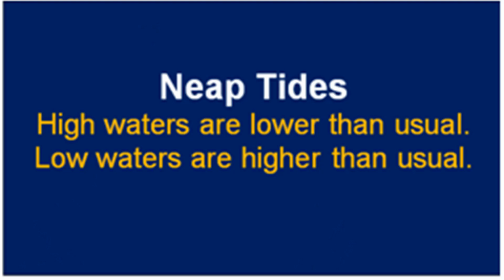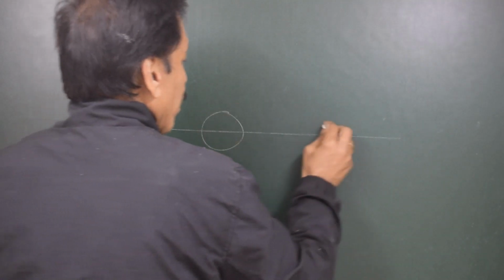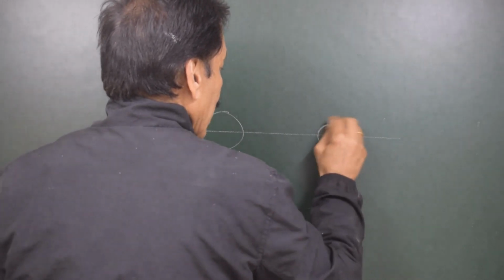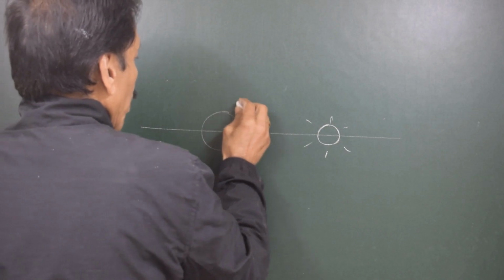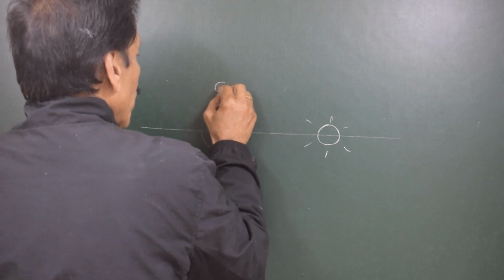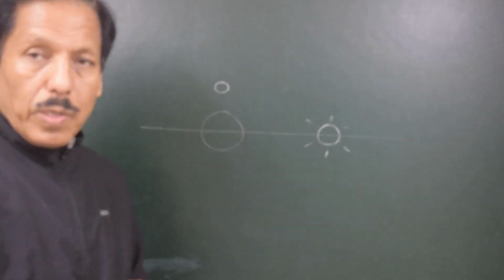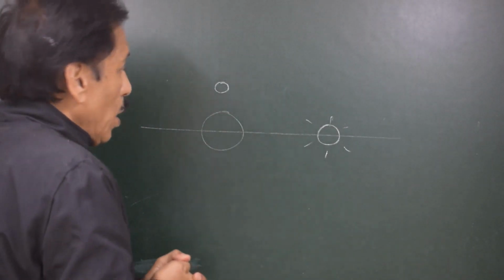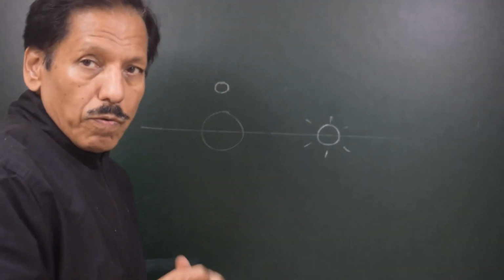Now let us talk about the neap tides. Here's the earth. You have, say, sun over here. The sizes are not in proportion. And suppose the moon is over here. Now this posture is called quadrature. Quadrature means the elongation of the moon is 90 degrees east or west.